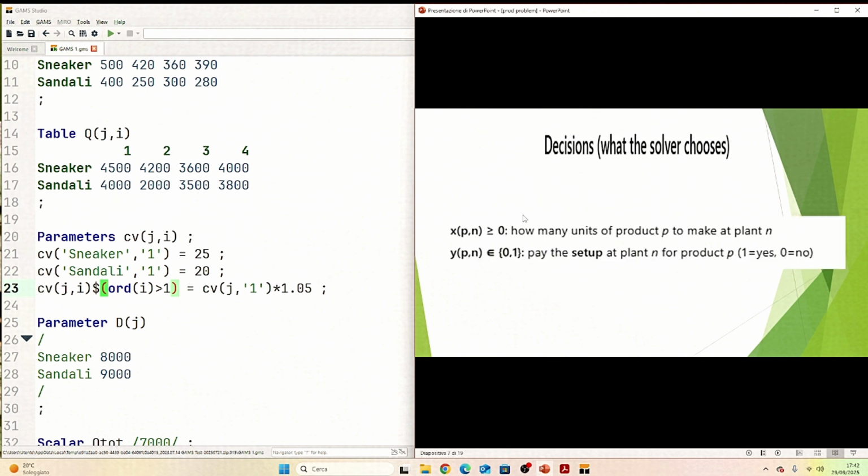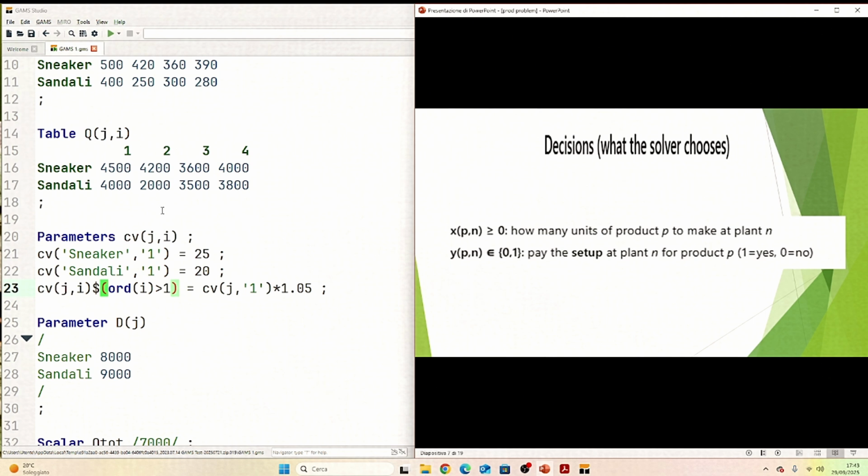We have 2 decision variables. The first is x_pn, which must be greater than or equal to 0. That is the quantity of product p made at plant n. And then we have y_pn, which belongs to either 0 or 1. This is the setup used at plant n for product p, where 1 means that we produce it and pay the setup.